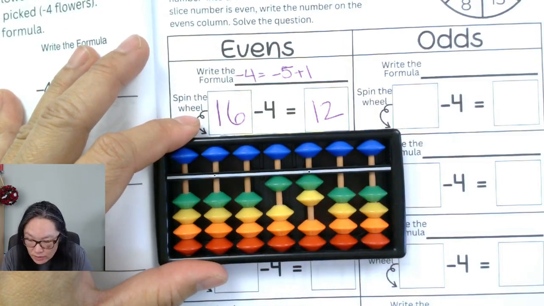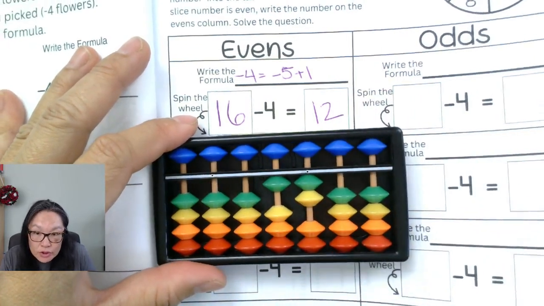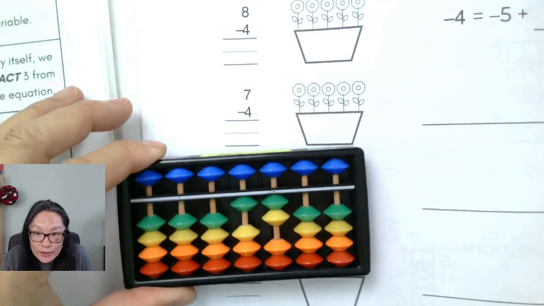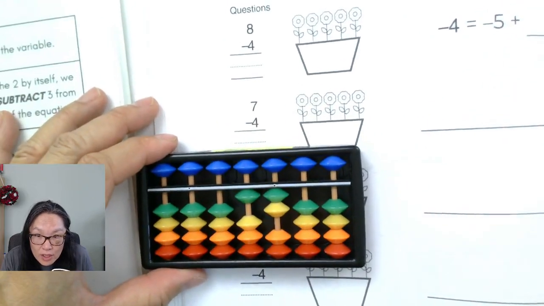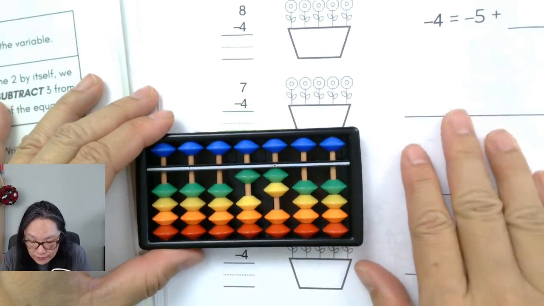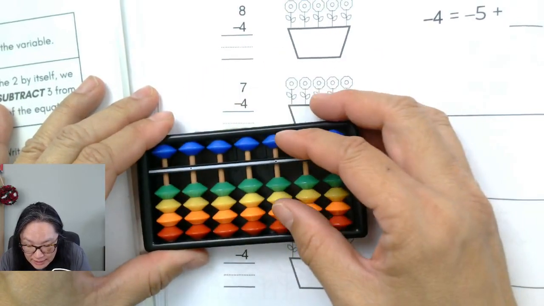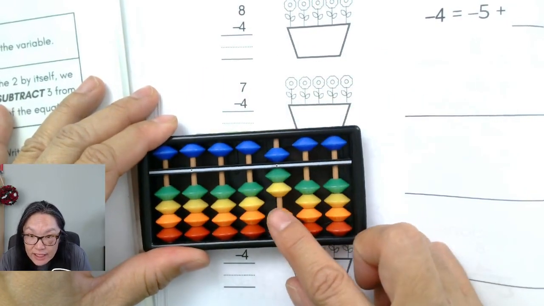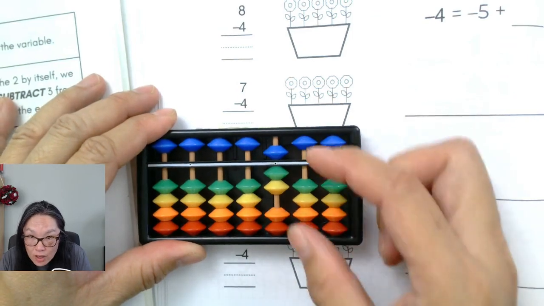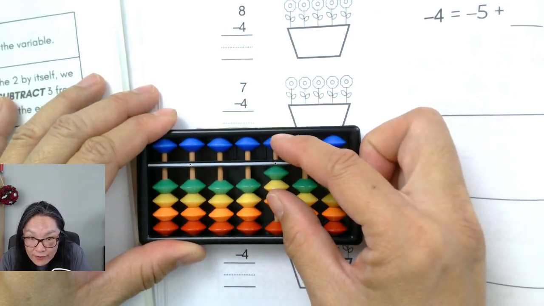How are we doing? We're all right? So what we're doing is we're understanding, if we added the 4, now we're going to minus the 4. And you'll see that there's a pattern. If I have 7 and I take away 4, I'm going to minus the 5 plus the 1.